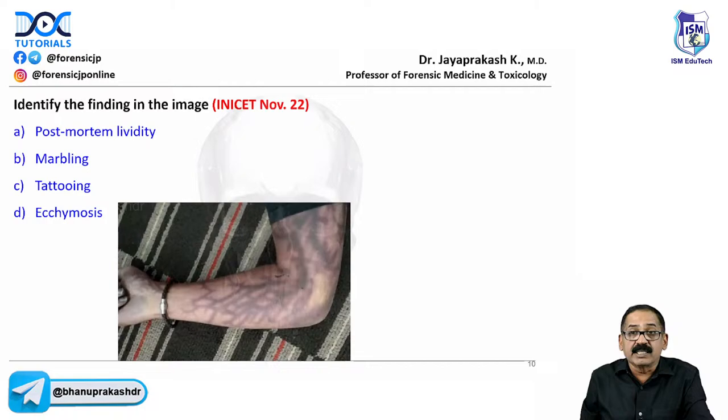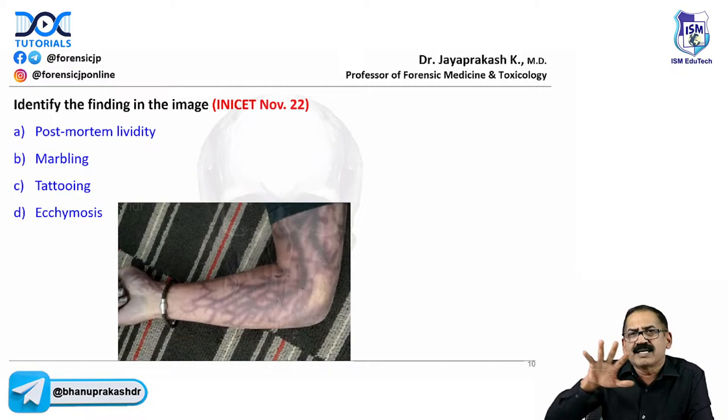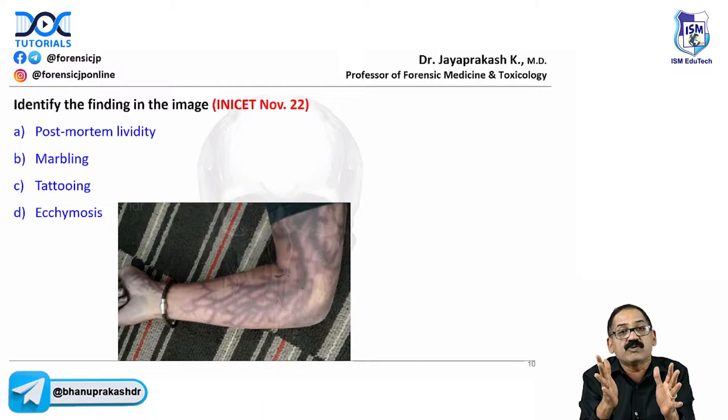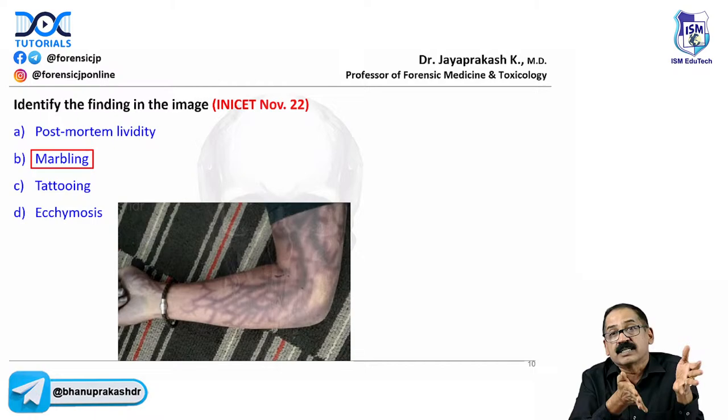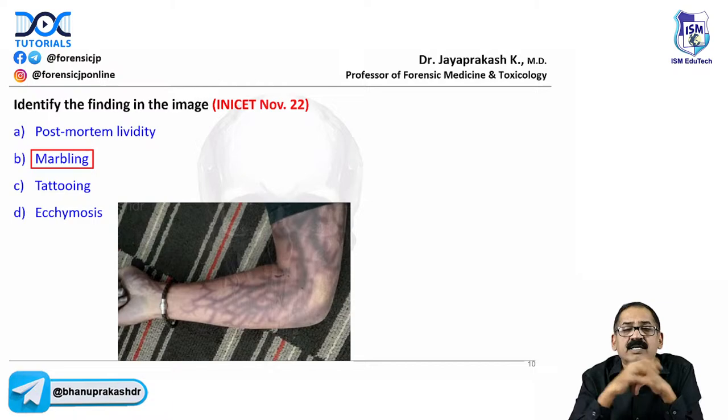Identify the finding in the image. Another favorite question. So many times they ask, what is this? You can see the venous pattern. You can see the discoloration of the superficial veins. Superficial veins. Marbling. See, asked in INI-CET November 22. They ask in all different types of examinations. Okay. What happens?